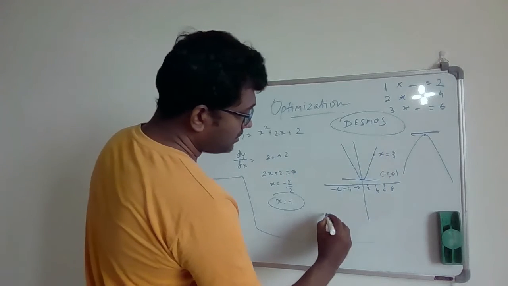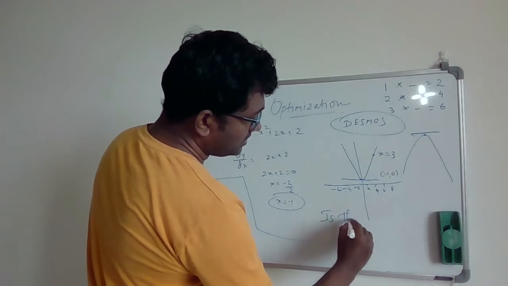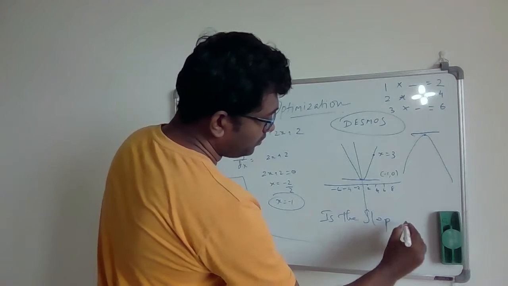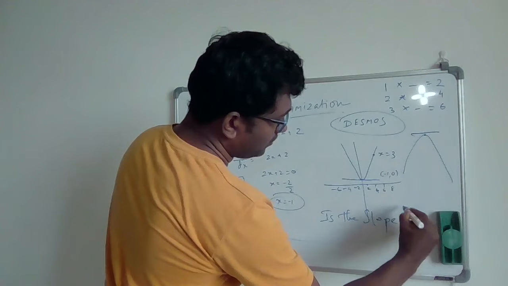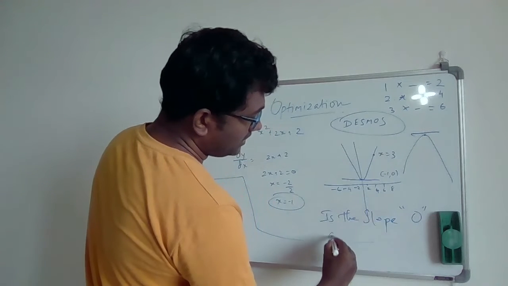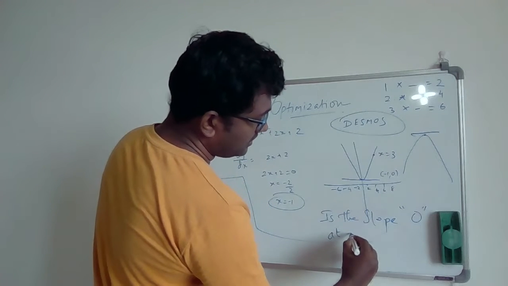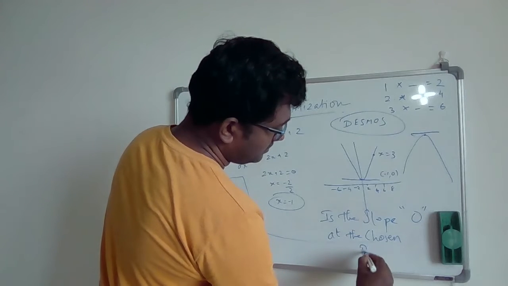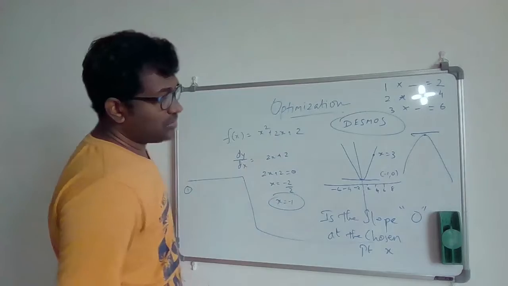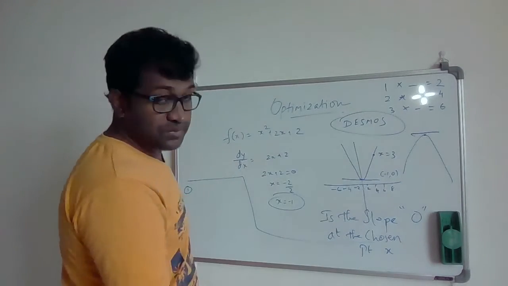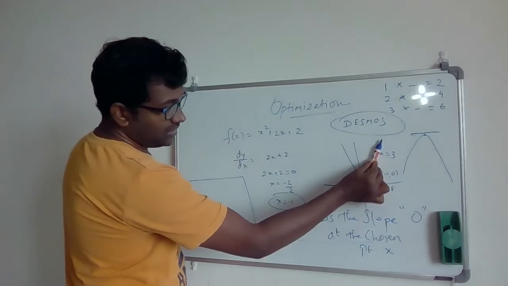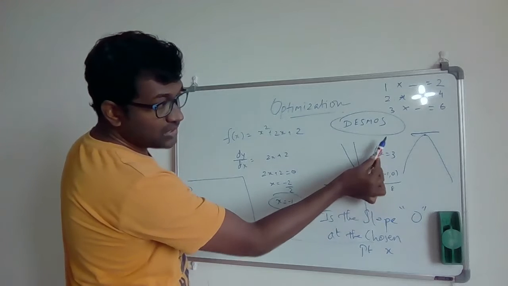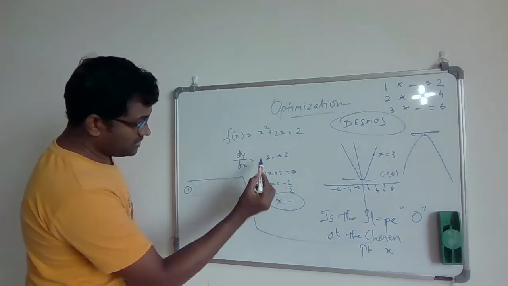The question we are trying to ask is, is the slope 0 at the chosen point x? That's the question we are trying to answer. We have chosen x is equal to 3. We know that the slope is not 0. We'll see what happens.